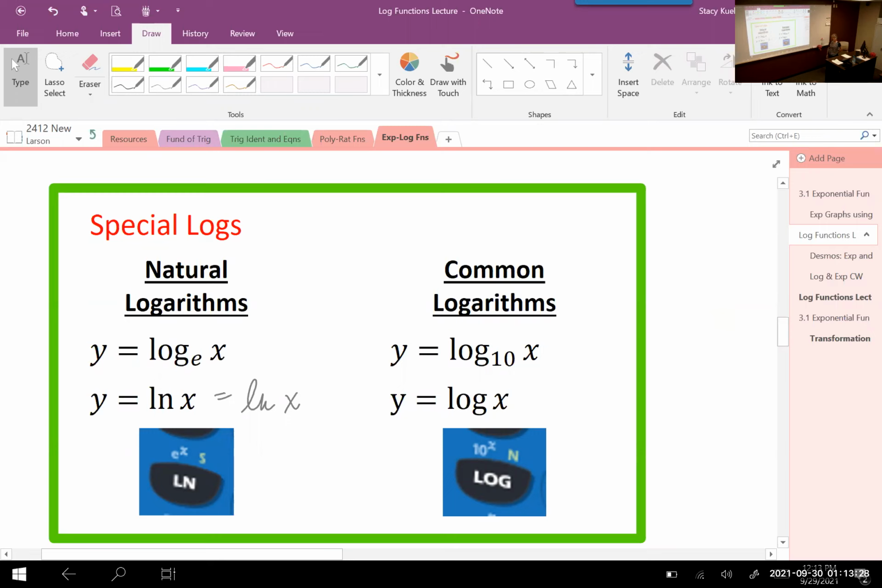Like our number system, right? With 10 fingers, that's probably why we have a base 10 number system. Okay, so common log is base 10. If you look at your graphing calculator, you'll have a log button, and then above that, it'll have 10 to the x. All right, so those are the two that show up there.